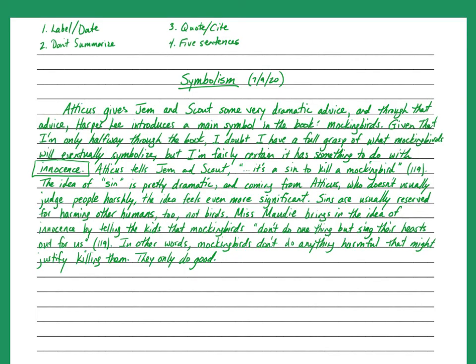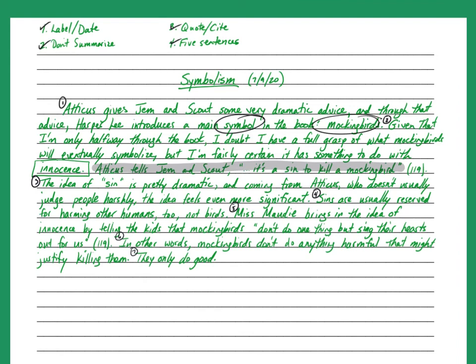So here's my reader's notebook entry. Did I label and date it? Yes. I didn't summarize. I provided two quotes actually and cited them both. And it's five sentences, I'm pretty sure. Hold on, let me count. Yep, I've got five. So I started out with a topic sentence that gave sort of the main idea of the entry, establishing that I'm talking about a symbol and what the symbol is.